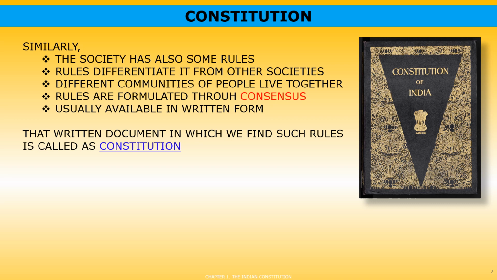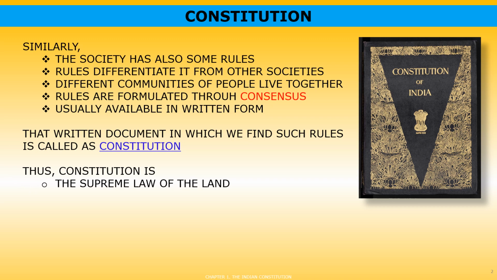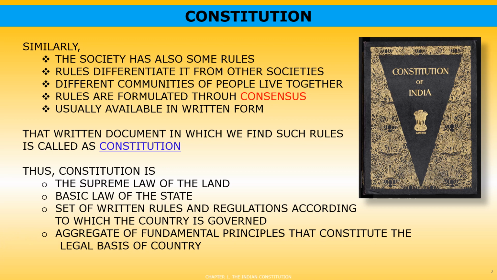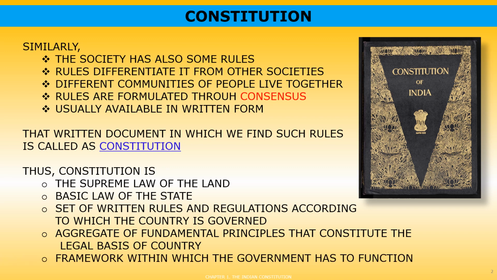Through these examples, we learned that the constitution is the supreme law of the land. It is the basic law of the state. The country is governed according to the rules and regulations written in the constitution. It is the aggregate of fundamental principles. And finally, the constitution is the framework in which the government has to function.